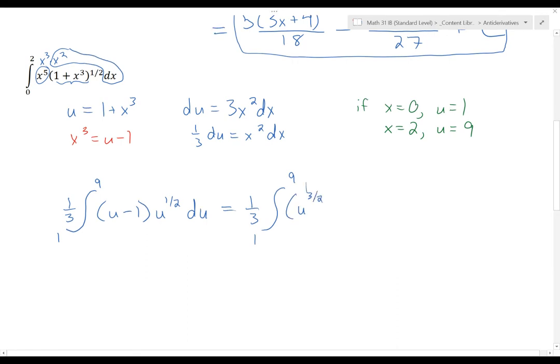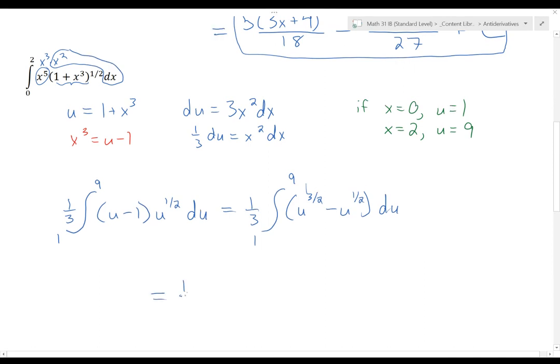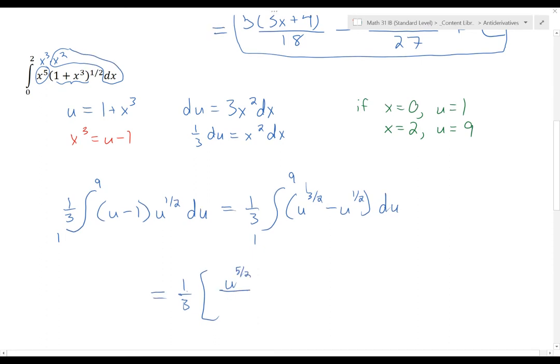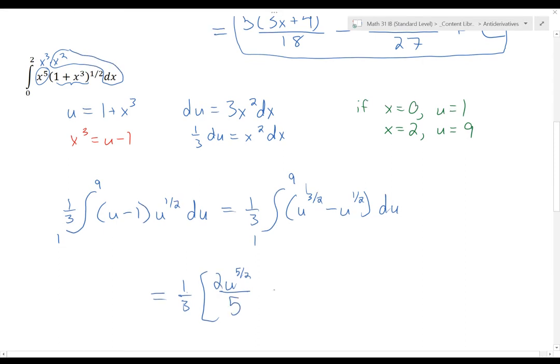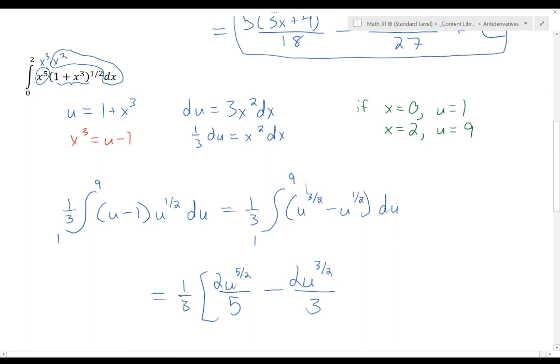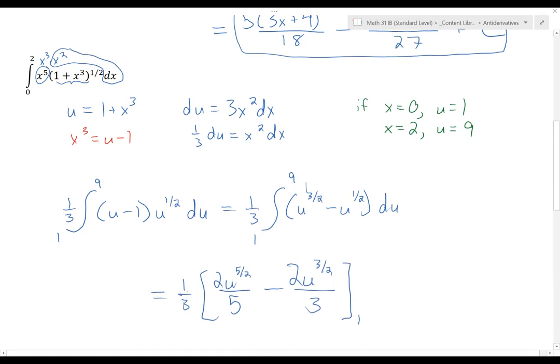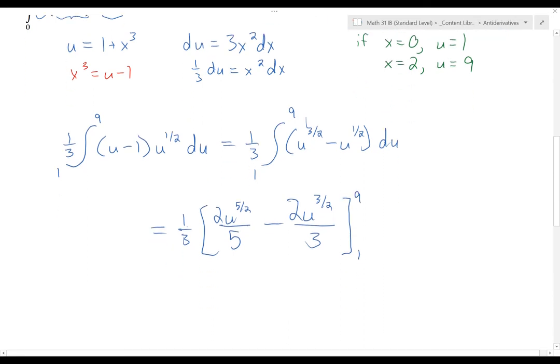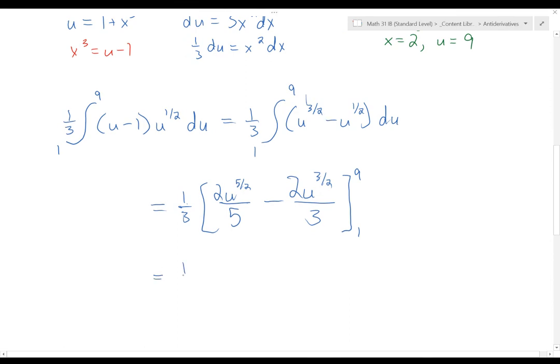So one last bit of cleaning up, and that is to distribute the u to the 1/2. So I now have u to the 3/2 minus u to the 1/2 du. So now I can antiderive. So I get 1/3 times u to the power of 5/2 divided by 5/2, which is the same as multiplying by 2/5, minus u to the power of 3/2 divided by 3/2, which is the same as multiplying by 2/3. I don't need to worry about a constant because this is definite integration from 1 to 9.